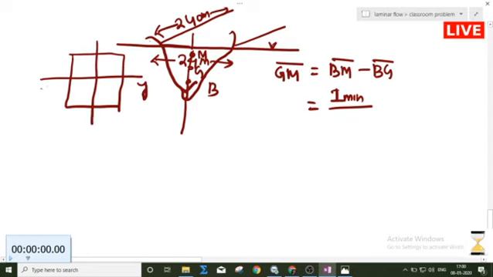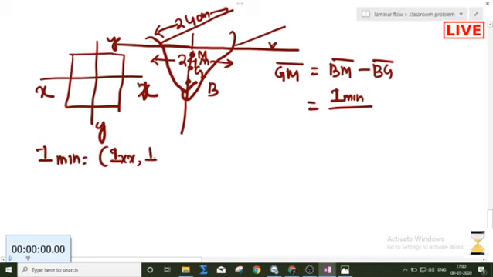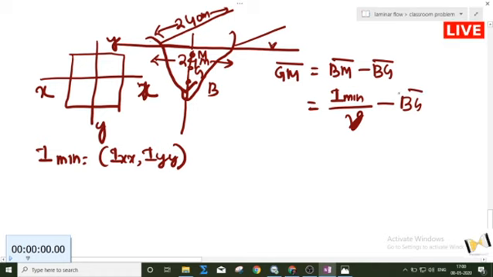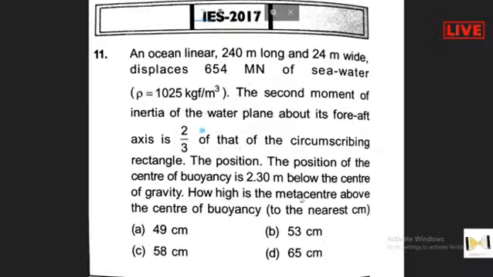So this is the x axis, this is the y axis. You have to choose the minimum moment of inertia about x and y. So BM is I minimum divided by the volume submerged, minus BG. And the question clearly says that the position of the center of buoyancy is 2.3 meters below the center of gravity, so that is BG.